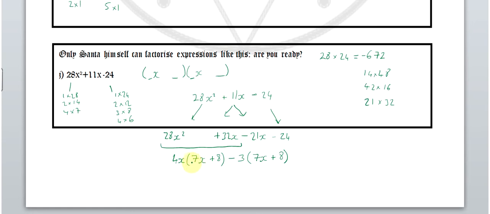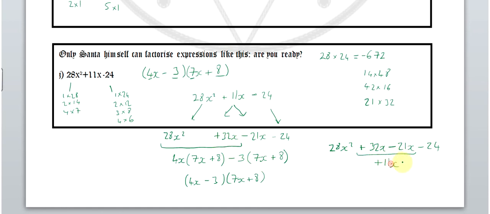So that's why it's not a minus there. Now you know you're on the right track when these two brackets have the same thing in it, because that's one of our brackets, and the other bracket comes from these two things. 4x minus 3. So 4x minus 3, 7x plus 8. And of course, being a suspicious mathematician, you would multiply it to check. So 4x times 7x is 28x squared. 4x times 8 is plus 32x. Minus 3 times 7x is minus 21x. And minus 3 times 8 is minus 24. And you can already see that I've got back to where I was here, and that's going to give me plus 11x there. That is the quick way to do it.